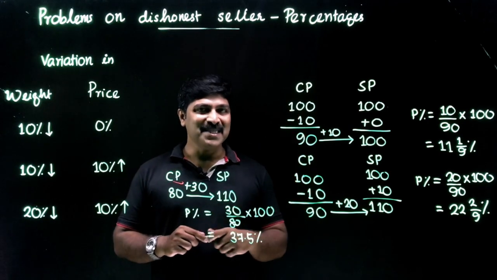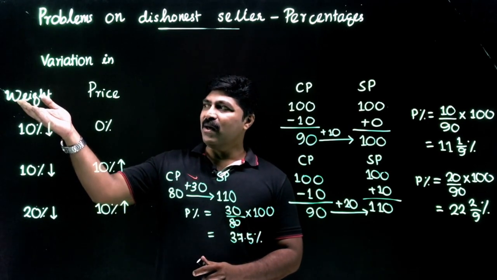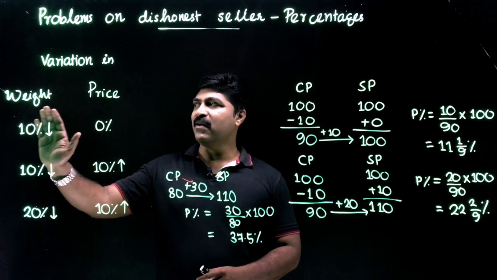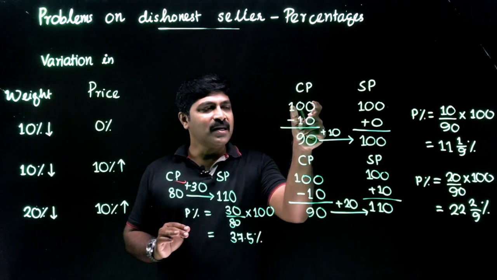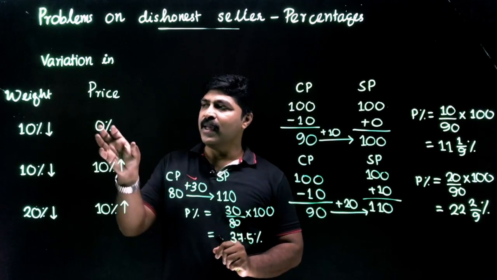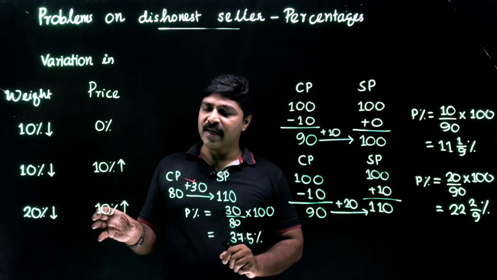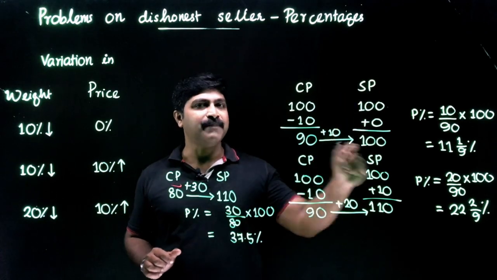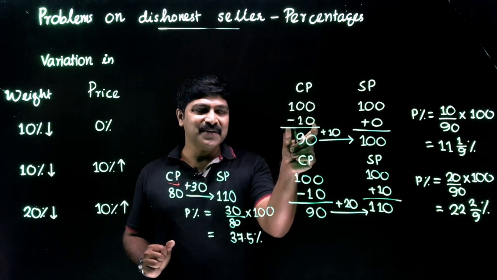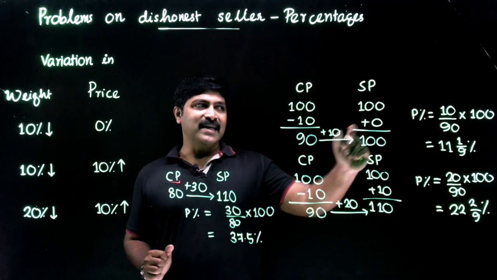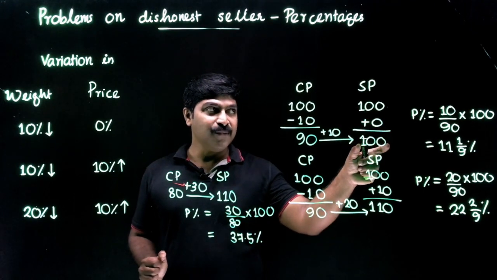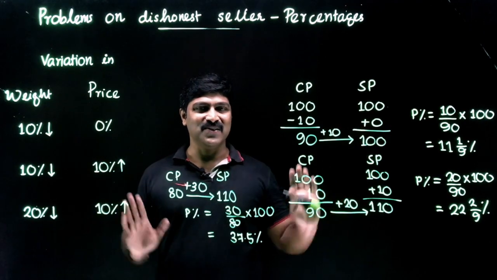So I will explain once again. If the dishonest seller is making a change or variation in weight, you have to consider that as a change affecting the cost price. And any change in its price will affect the selling price. So here 10% decrease, that's simply 100 minus 10, 90. And for 10%, no change here, that is 0. So you have to keep the selling price as 100 itself.